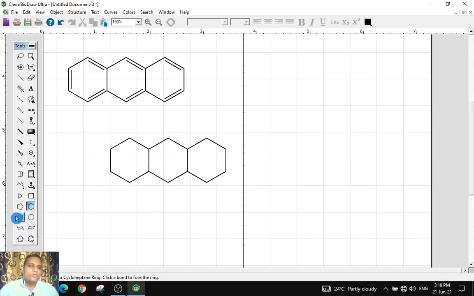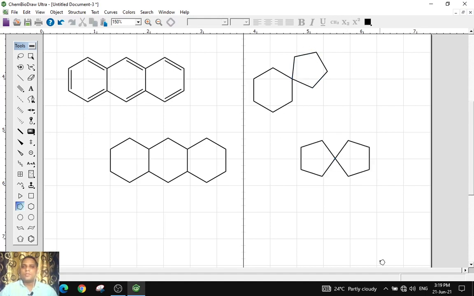So suppose you want to draw a spiro compound, something like a 6-membered ring, and also you want to have a 5-membered ring. At the one carbon atom or one carbon center, you just have to click there, and you will get the spiro compounds. Not only this one, 2 spiro compounds, something like this, you can also draw.